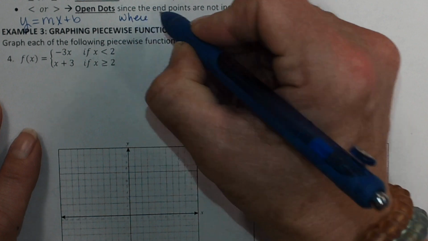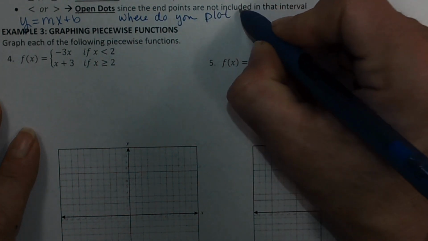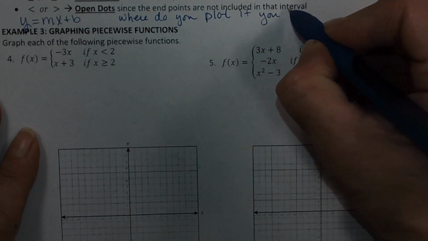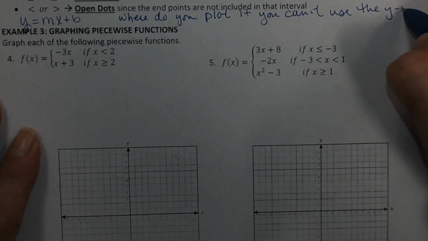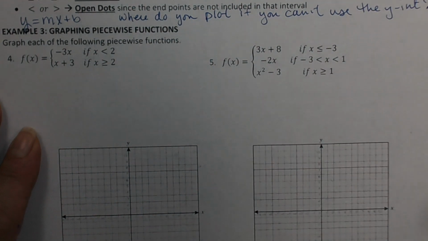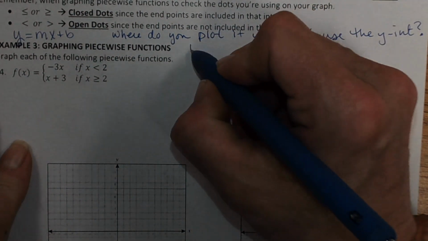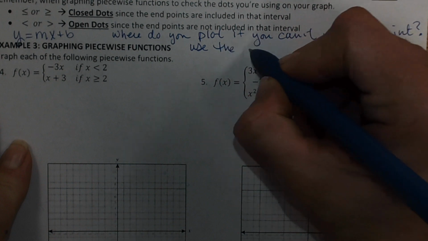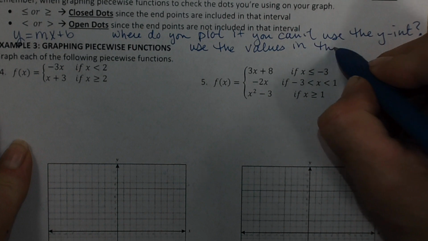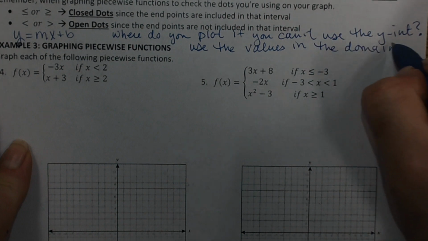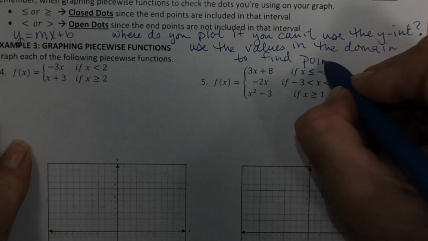So it says, where do you plot if you can't use the y-intercept? Okay, and again, it'll make a little more sense as we get into an example. So where do you plot if you can't use the y-intercept? You're going to use the values in the domain to find points. Okay, and you're going to see me do this in just a second.